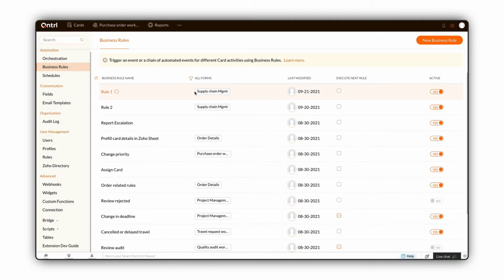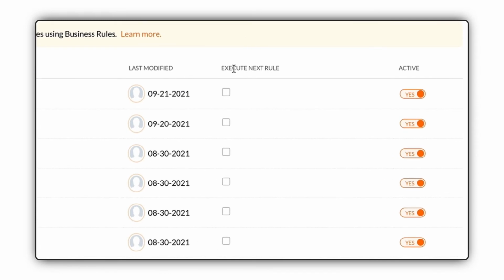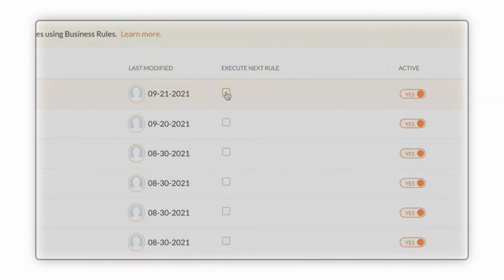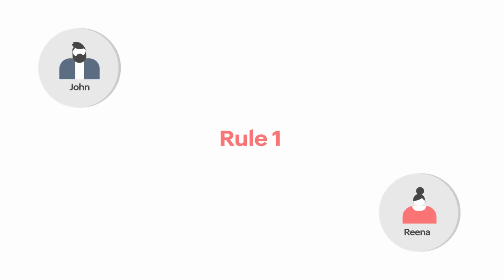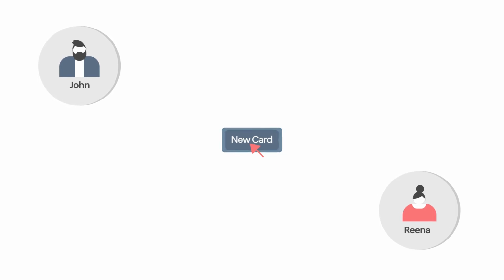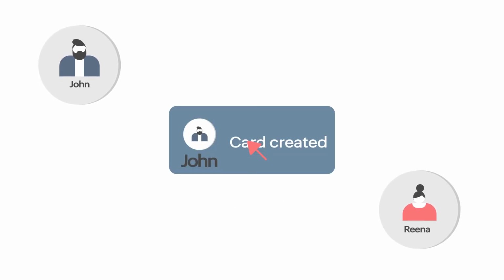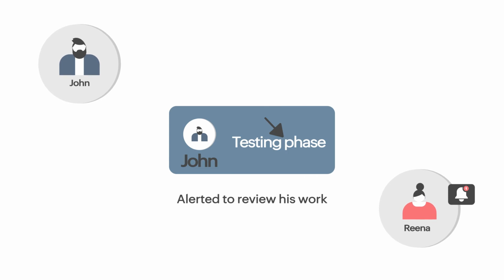Qntrl also supports the Execute Next Rule feature, where you can execute a series of business rules when the card satisfies the criteria of subsequent business rules. Let's consider two different business rules. Rule 1. John, a production staffer at Zilker, reports to his manager Rena. If Rena creates a card, it should automatically be assigned to John. Rule 2. If John's card status has moved to the testing phase, Rena should be alerted to review his work.